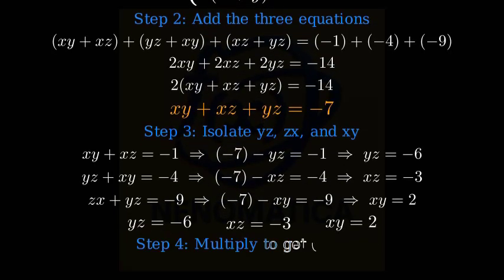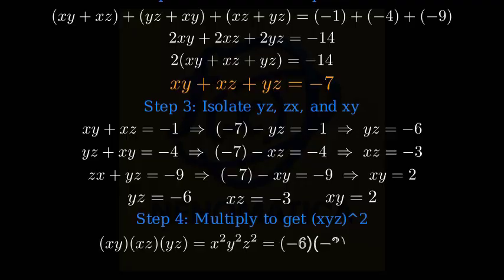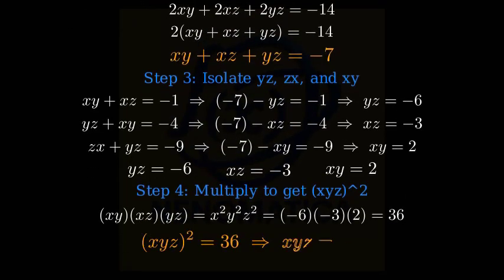Step 4. Multiply the 3 pairwise products together. On the left, that is xy times xz times yz, which equals x squared y squared z squared. On the right, negative 6 times negative 3 times 2 equals 36.